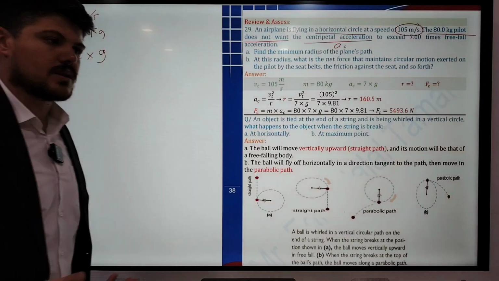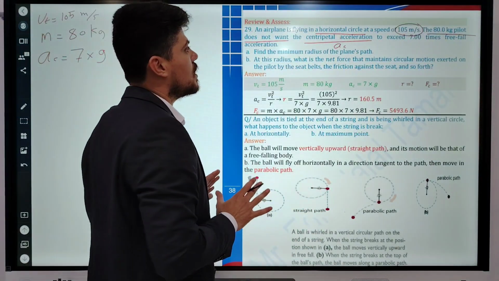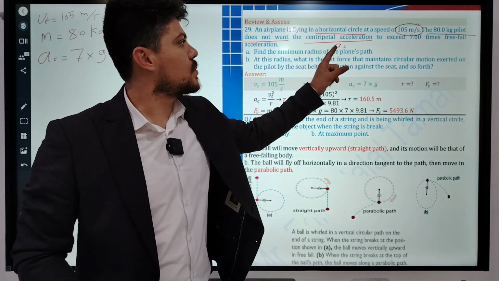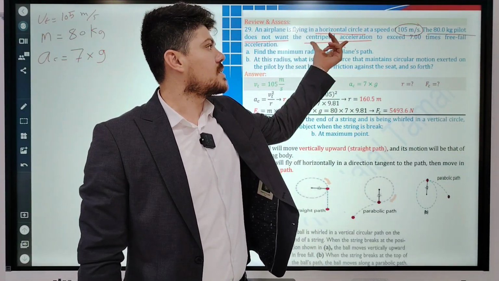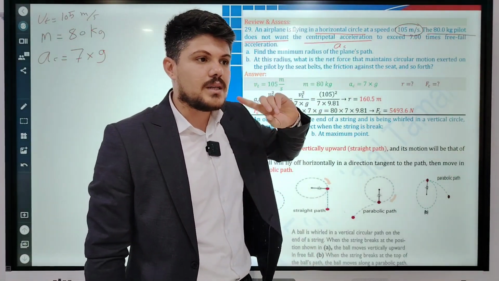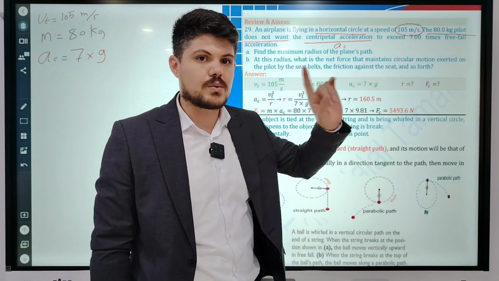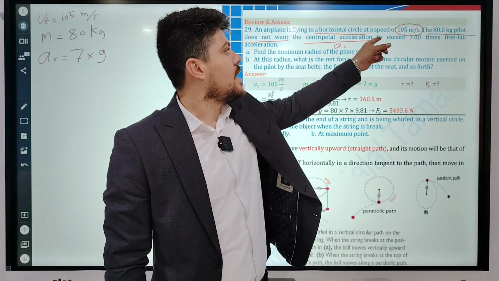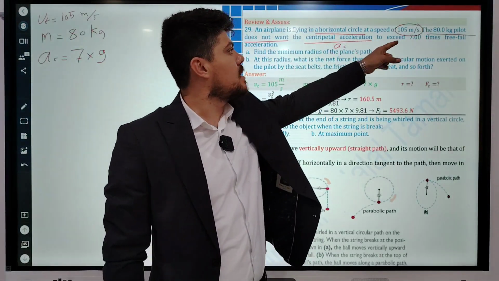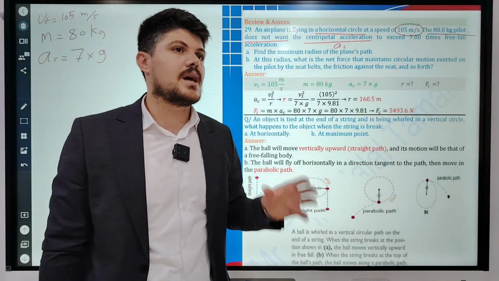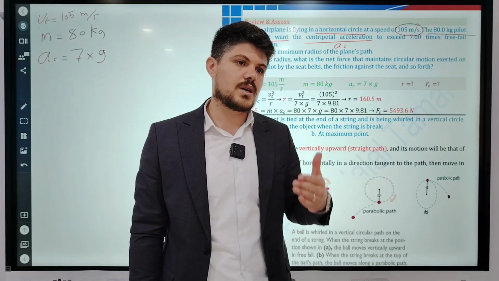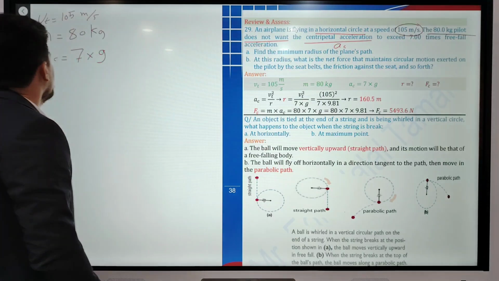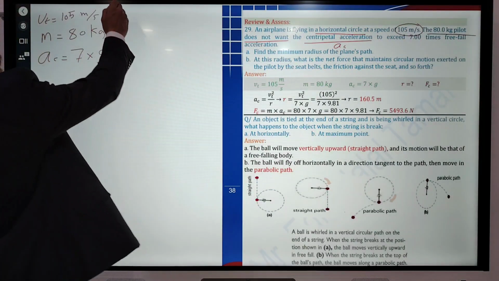It means that gravity is constant, 9.81. Be careful, this is very important. In this question, the centripetal acceleration is given, but indirectly, not directly. It says he does not want to exceed 7 times free fall acceleration. It means that AC is equal to 7 times gravity. What is unknown?